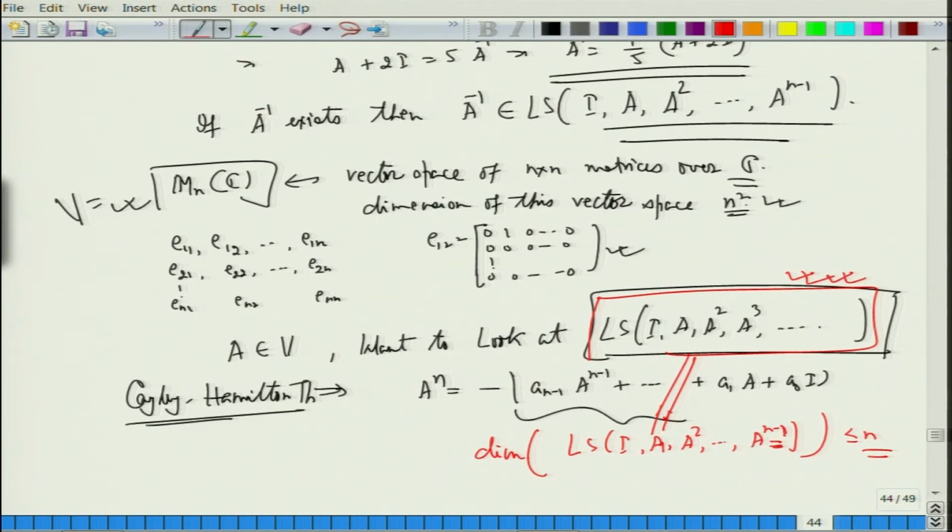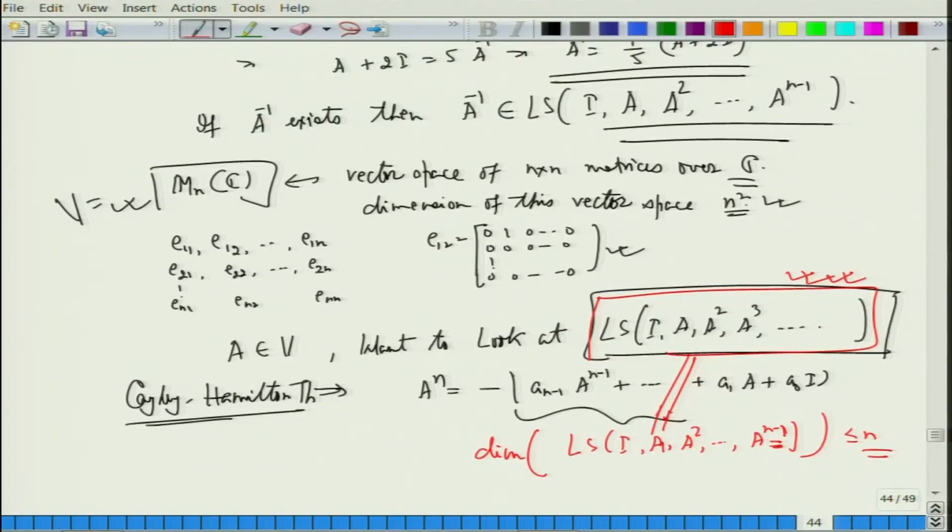There are examples where you can show that the dimension of this linear span is strictly less than n. For example, for the identity matrix, its dimension is only 1, all right, the identity itself. So, try that out yourself. Let us look at some more examples.